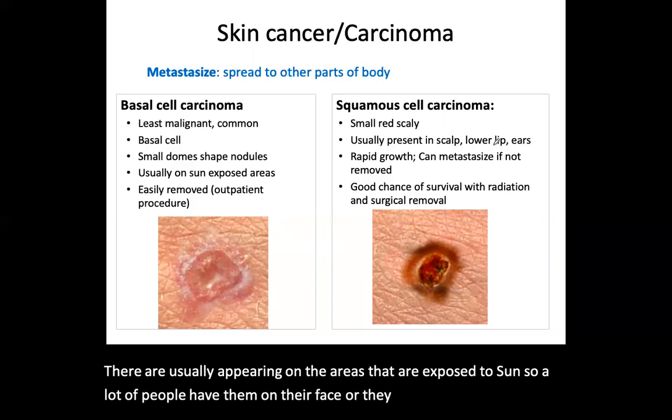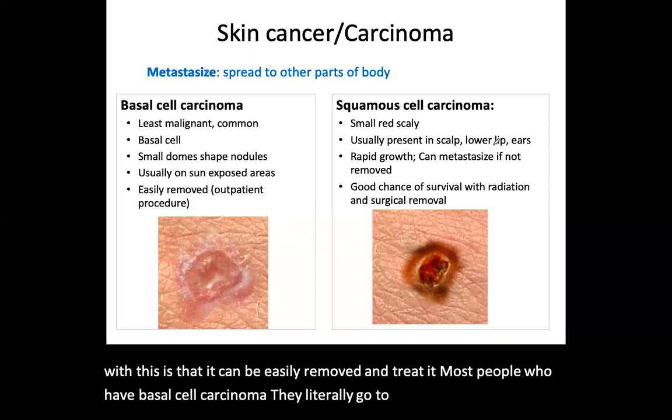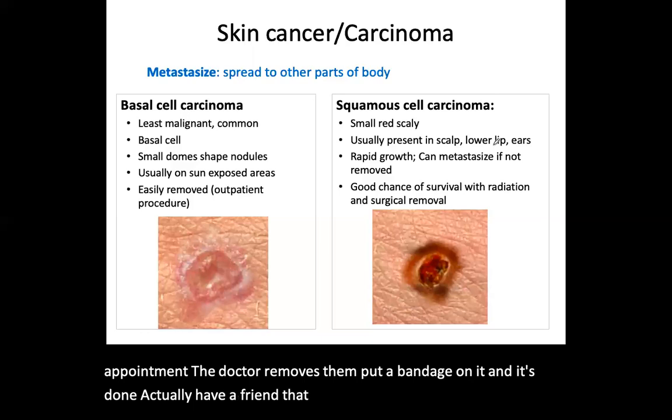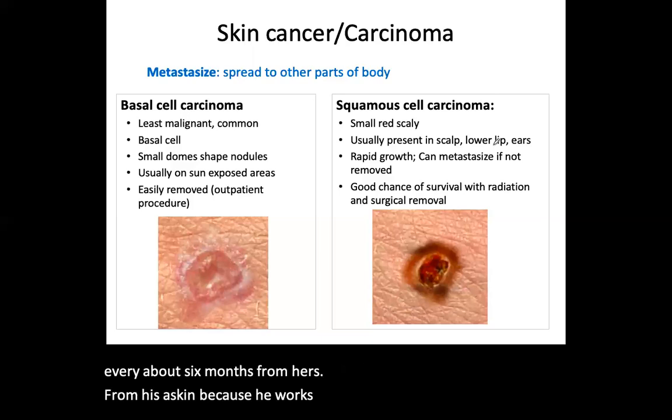Really good news with this is that it can be easily removed and treated. Most people who have basal cell carcinoma go to a doctor, make an appointment, the doctor removes it, puts a bandage on it, and it's done. I actually have a friend who has basal cell carcinomas removed about every 6 months from his skin because he works outside in the sun.